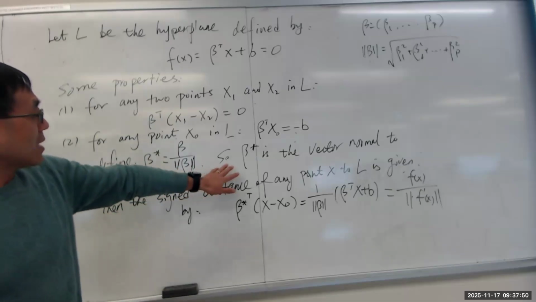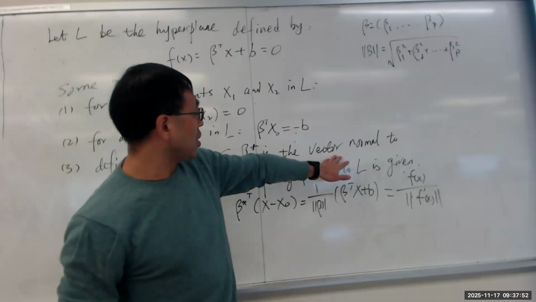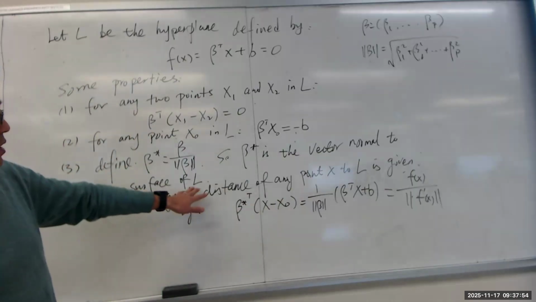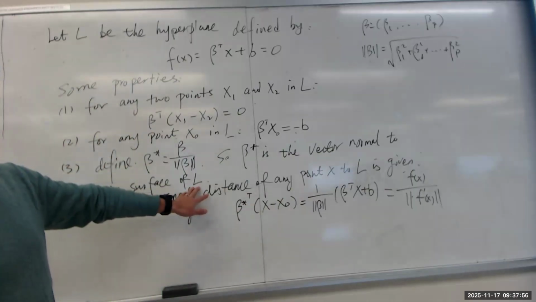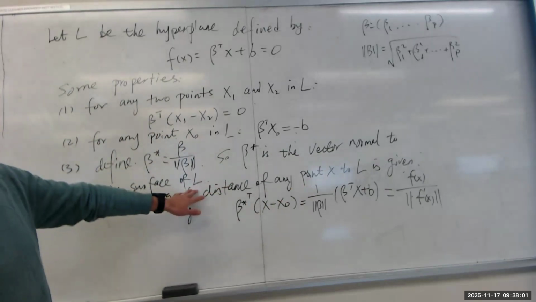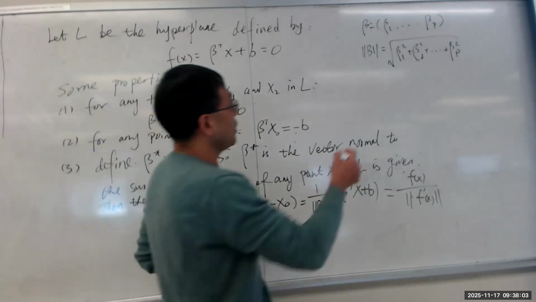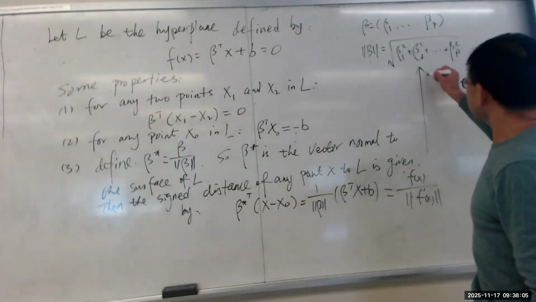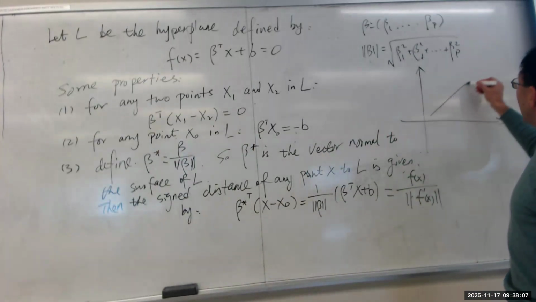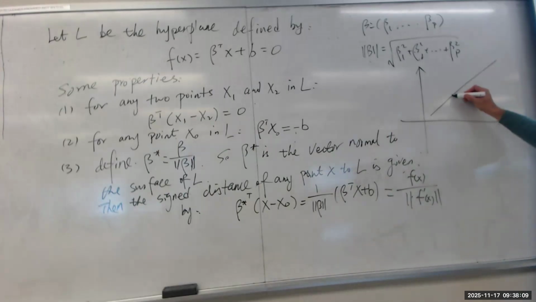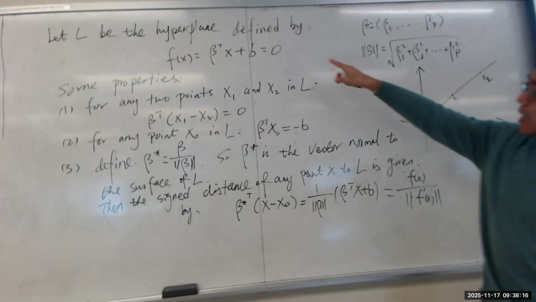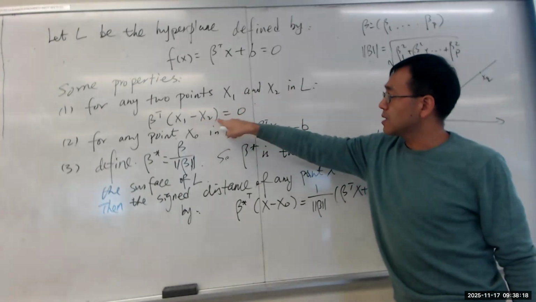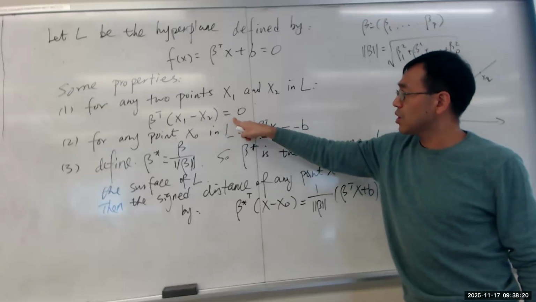So then the beta star is a vector normal to the surface of the L. Why is the beta star a vector normal to the surface of L? Because this is a line defined by two points, x1 and x2. These are the two points on the line. You have beta transpose (x1 minus x2) equal to 0.